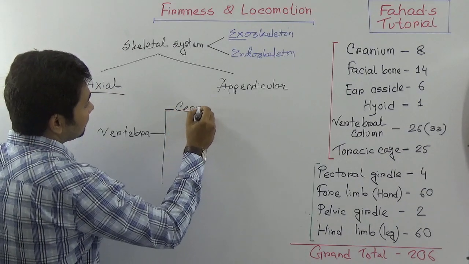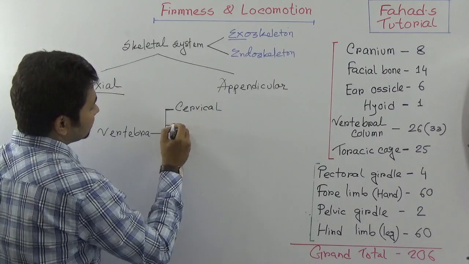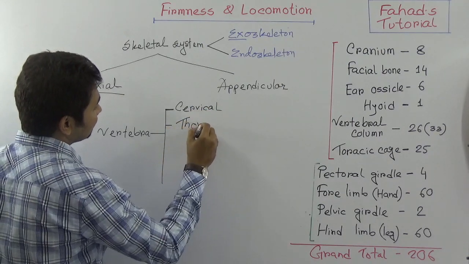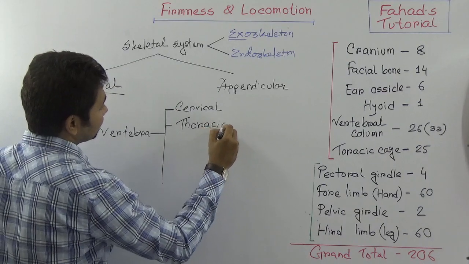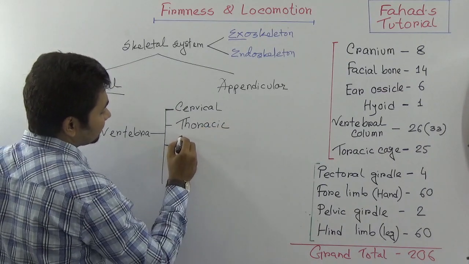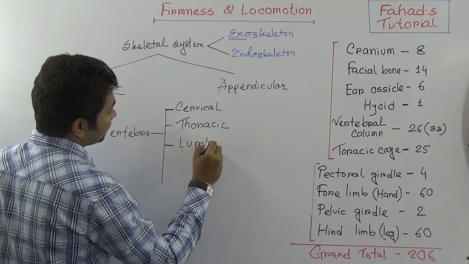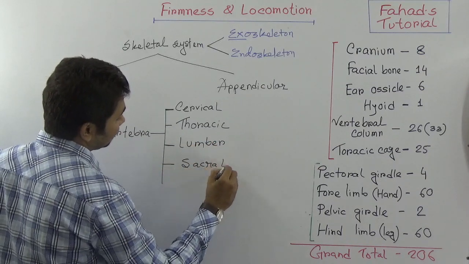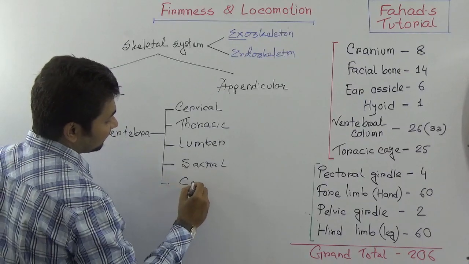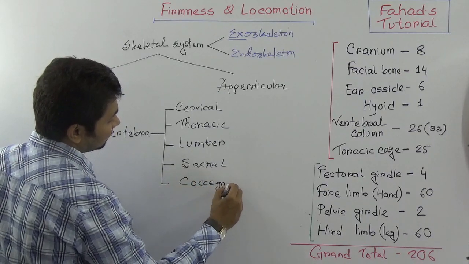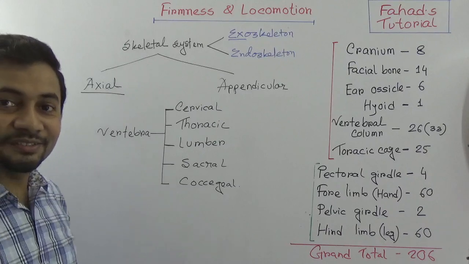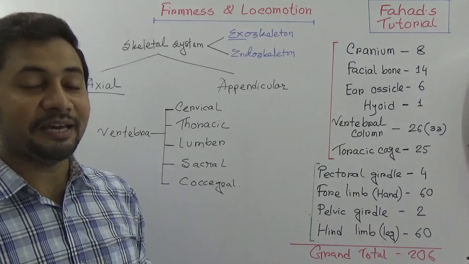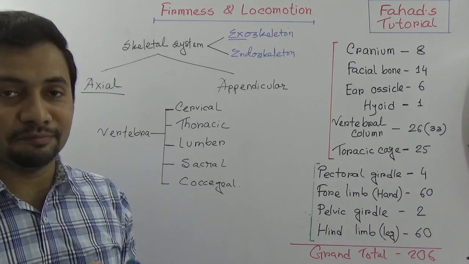cervical, number 2, thoracic, number 3, lumbar, number 4, sacral, and number 5, coccygeal. So this is the name of vertebra. We have 5 different types of vertebra.